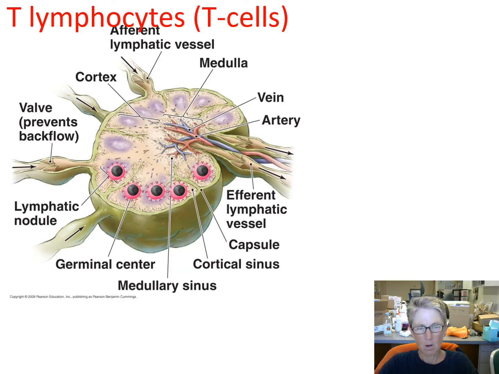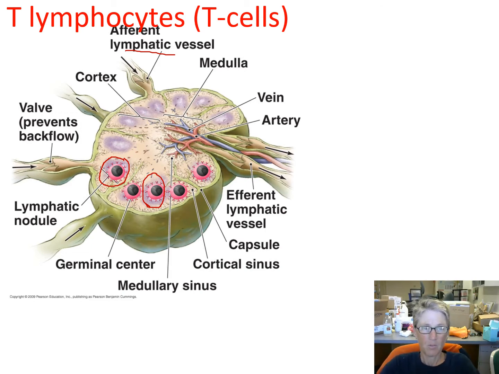Here is a cartoon of, can you guess what it is? It's a lymph node. You got it. Within a lymph node, there are these lymph nodules. And then within the lymph nodules, there are these things called germinal centers. And within germinal centers, that's where you find the B and T cells.